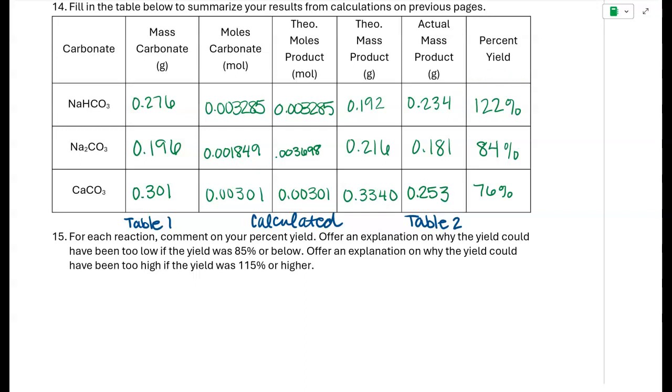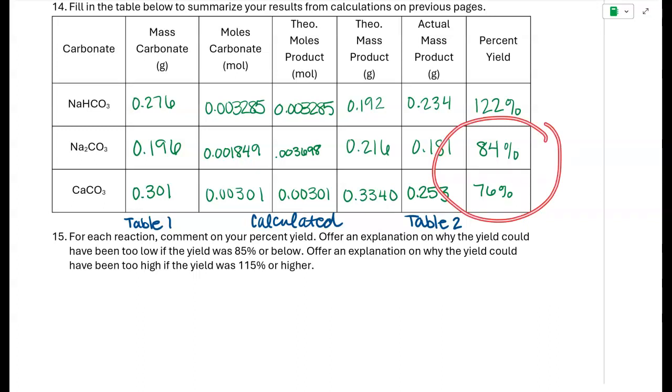Now, for a low percent yield, you want to think about, did your reaction go to completion? Because what happens if you're supposed to get 2 moles of NaCl and you're only supposed to start off with 1 mole of sodium carbonate? What happens if that reaction doesn't go to completion? Is there a side reaction that can happen? Did you spill something? So there's all kinds of things you can think of that might cause a low yield.